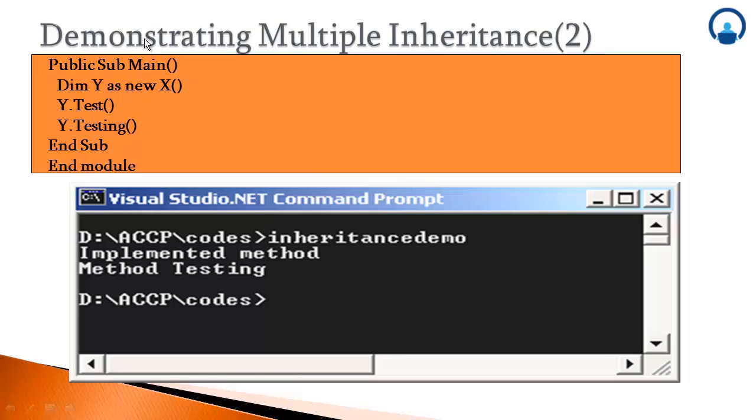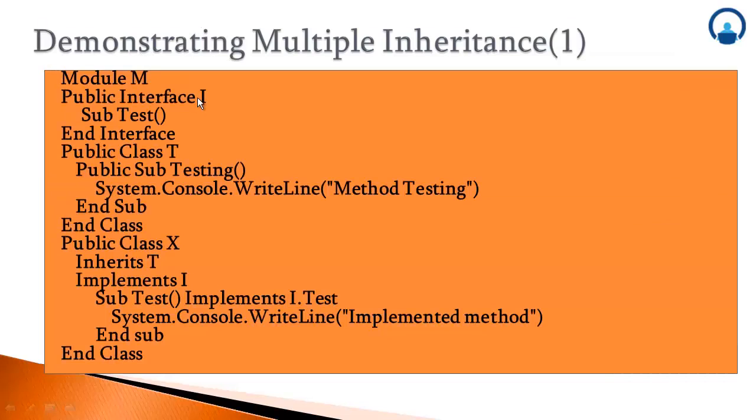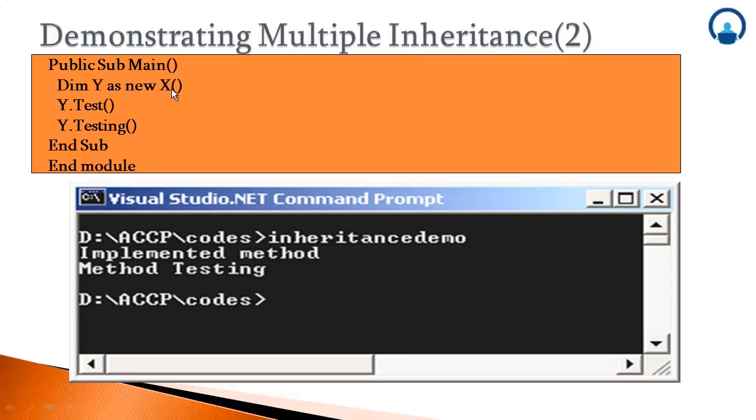So, in the code shown, we create an interface I having a method declaration for method test. We then create a class T having a method testing. Next, a class called X is derived from class T using the Inherits keyword. Class X also implements the interface I using the Implements keyword. Since X implements the method test of the interface, it must include the Implements keyword. In the Sub Main and End Sub block, we create an object of type X and invoke methods test and testing respectively. In VB.NET, it is not possible for a class to implement more than one interface.